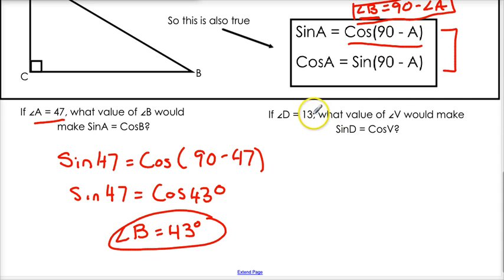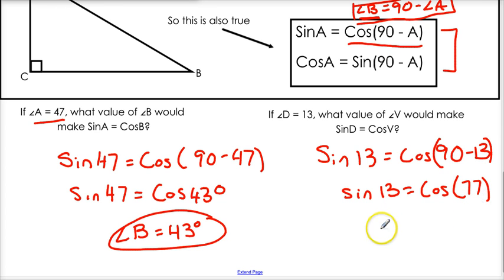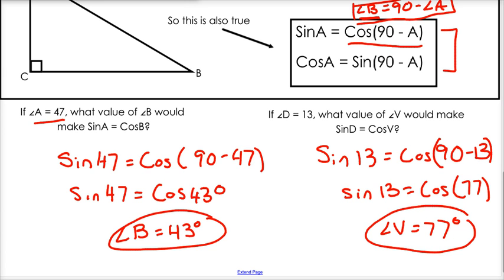So if angle D is 13 degrees, what value of angle V would make the sine of D equal to the cosine of V? Well, let's try this again. The sine of 13 is equal to the cosine of 90 minus 13. All right, that means the sine of 13 is equal to the cosine of 90 minus 13, which is 77. So angle V would equal 77 degrees. And you could check that on the calculator if you don't believe me.